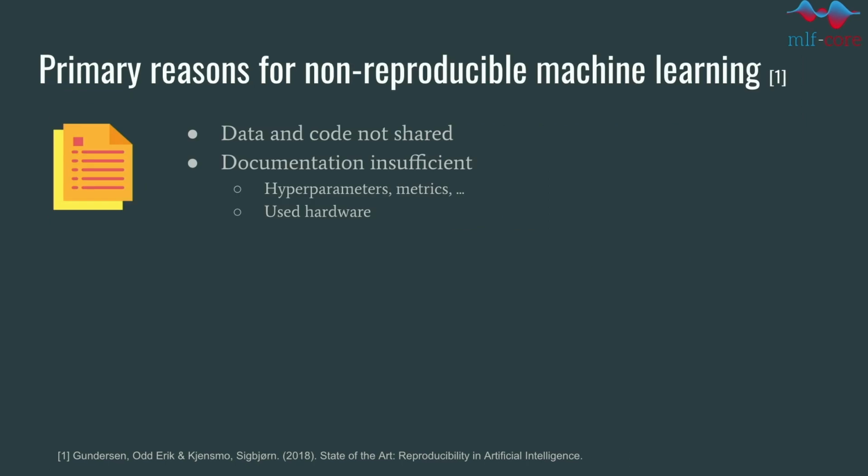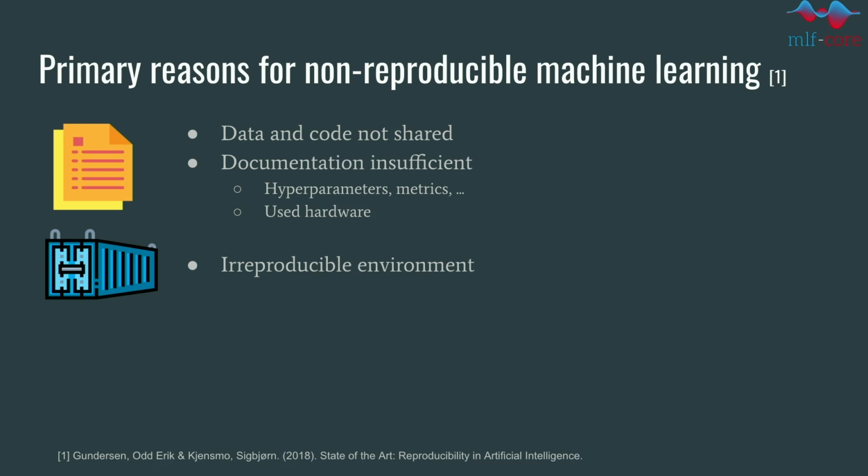But what are the primary reasons for non-reproducible machine learning? The first and foremost reason is that the data and the code are not shared. This was also found in the paper that I just mentioned. Secondly, the documentation is oftentimes insufficient. So the hyperparameters, the metrics, and all kinds of numbers are not reported. Furthermore, the used hardware is very often not reported at all.